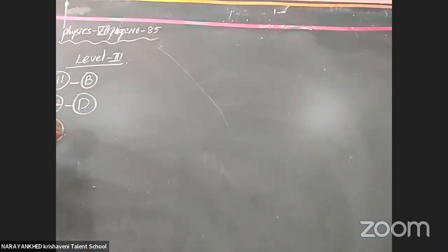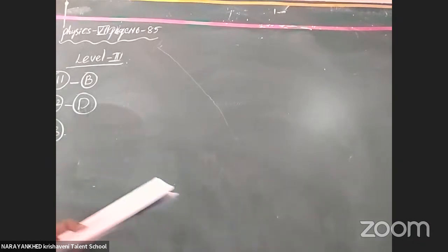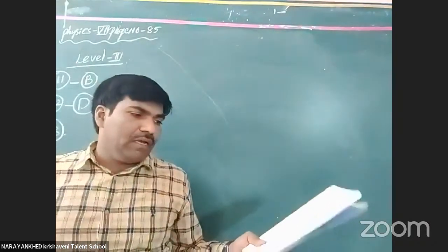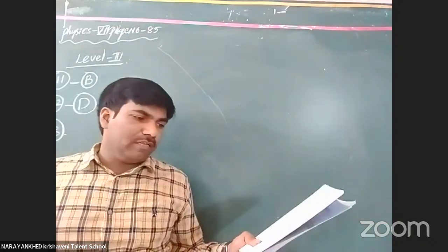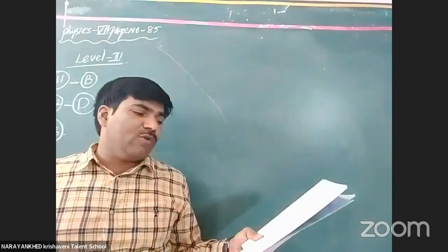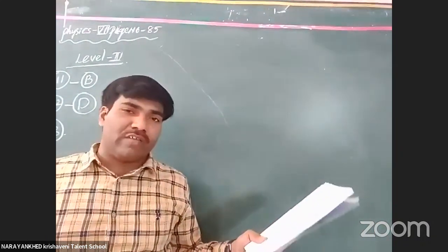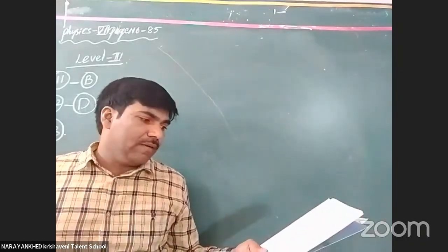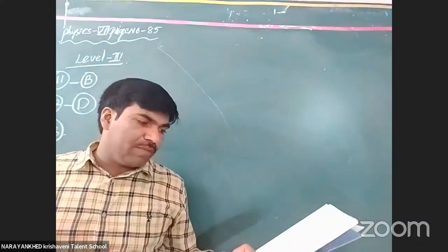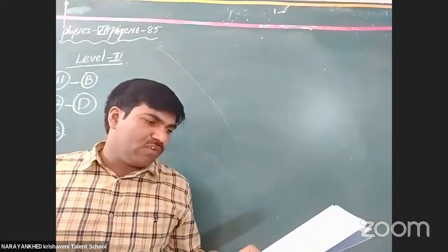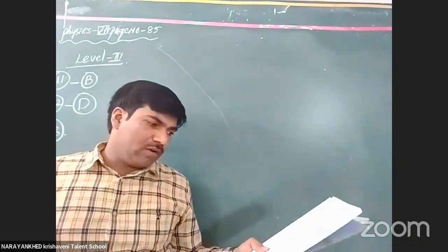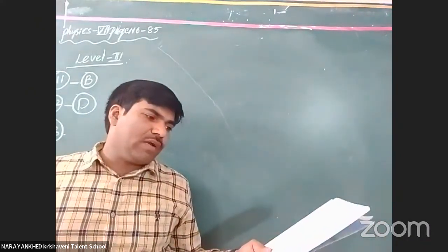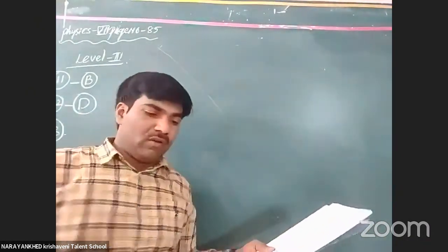13th one. If two forces are applied on the same body at the same point and in the same direction, then the resultant force is equal to what? The options are: the sum of the forces acting separately, the difference of the forces, the product of the forces, the sum of the squares of the forces.